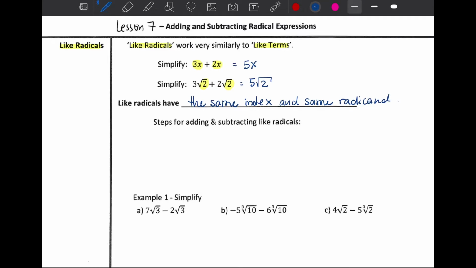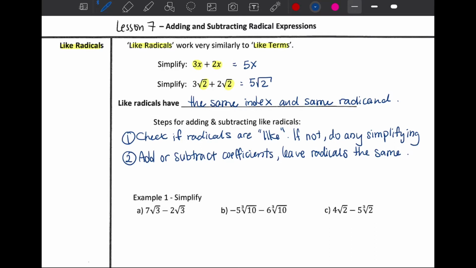Steps for adding and subtracting like radicals. Step 1, check if the radicals are like. If not, do any simplifying. Step 2, add or subtract the coefficients, and leave the radicals the same.